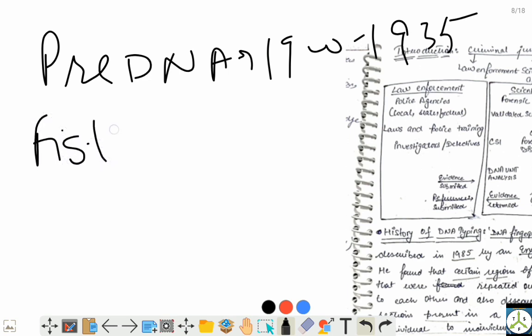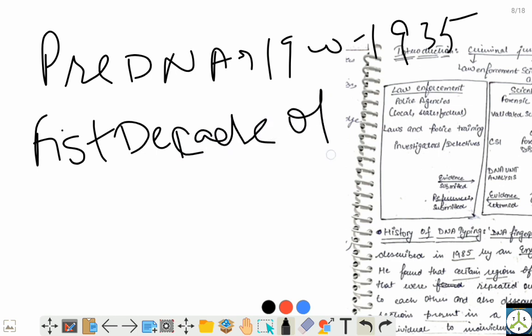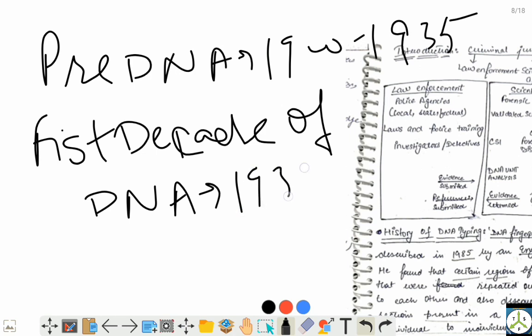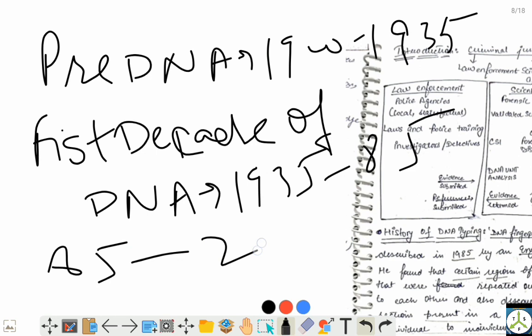Second is the first decade of DNA, which will be from 1935 to 1985. Then from 1985 to 2000 we have the second decade of DNA. Is it clear now?